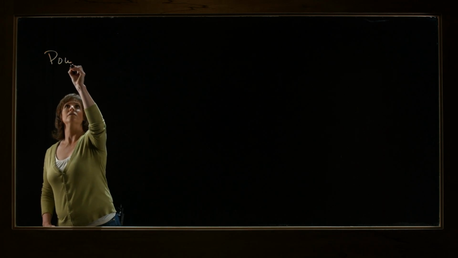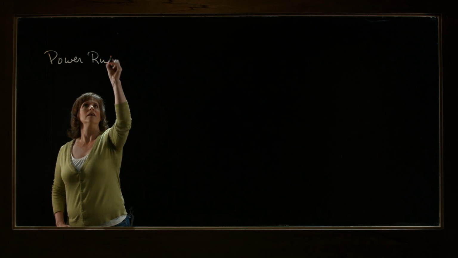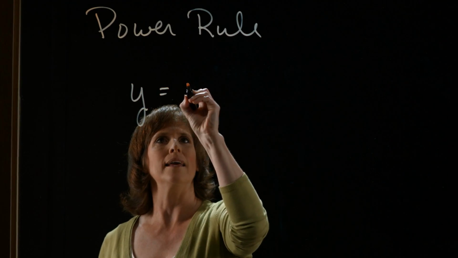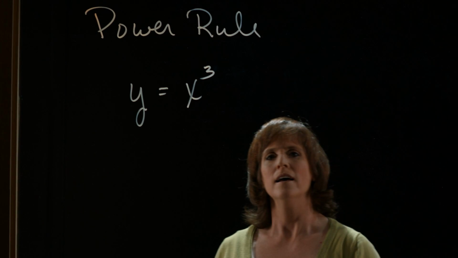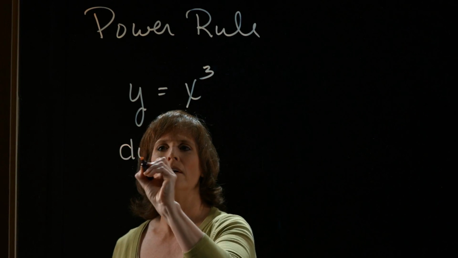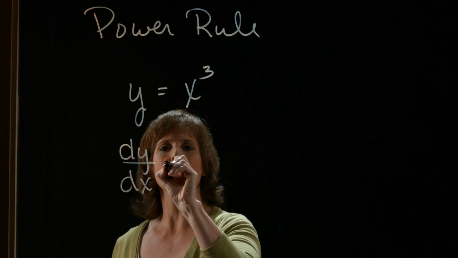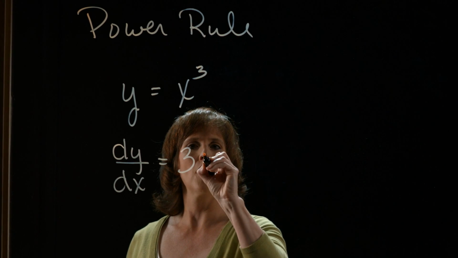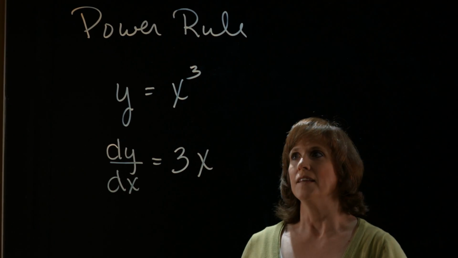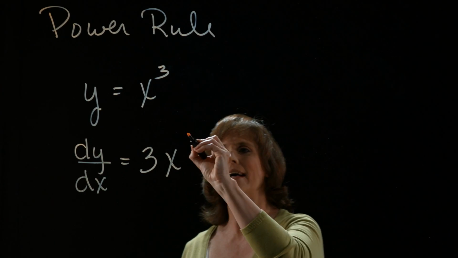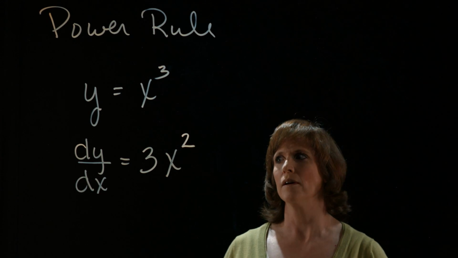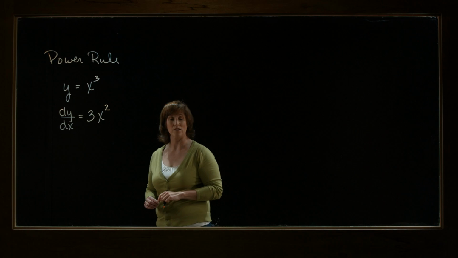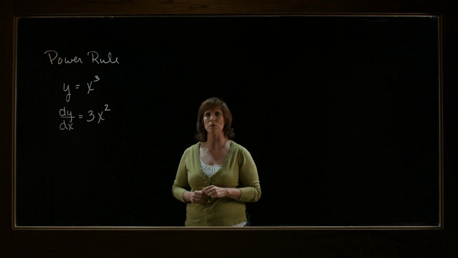For the power rule, let's look at y equals x cubed. To find the derivative, we bring down the exponent, copy over the expression that we're raising to the power, and subtract 1 from the exponent. So the derivative of x cubed is 3x squared. Right? That's an example of the power rule.